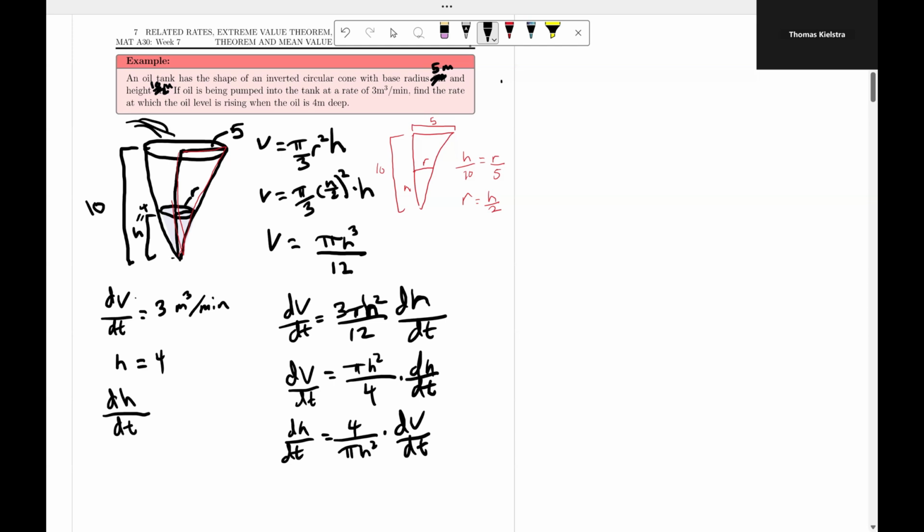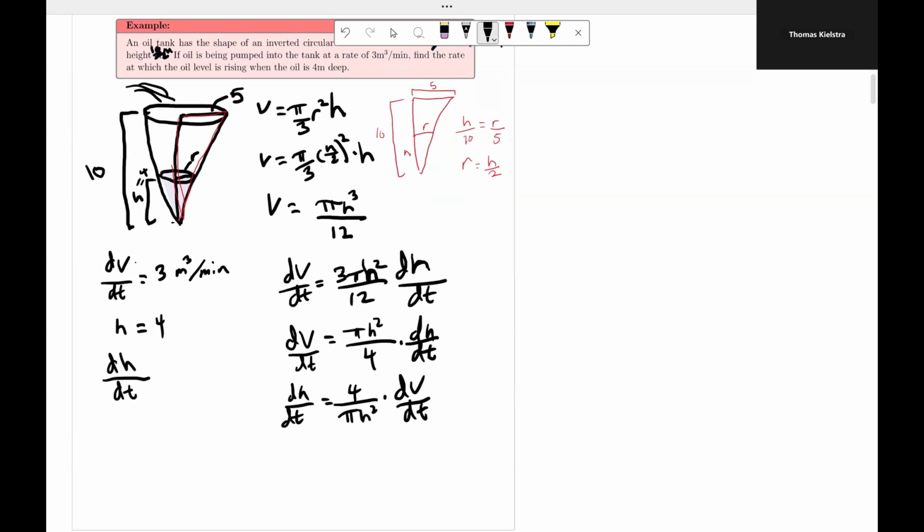Now I have my dv by dt and I have my h. So I can plug in those values. My change in height with respect to time equals 4 over pi 4 squared times 3, which equals 3 over 4 pi meters per minute.